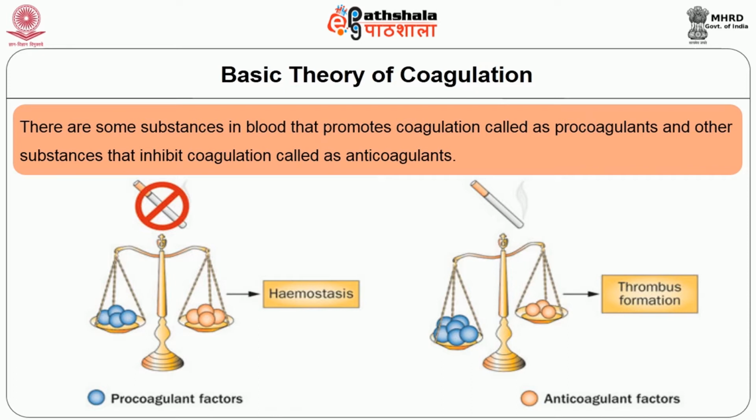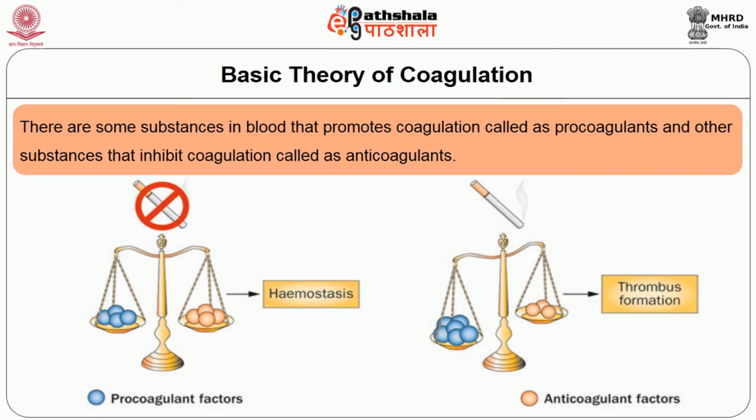Normally, the balance between these two factors, the procoagulants and the anticoagulants, maintains the blood in the liquid state, and thus it helps in the circulation of the blood. In the blood, normally the anticoagulants are predominant, that is why the blood will not clot. If there is any injury, at the site of injury the procoagulants get activated and the clot forms.